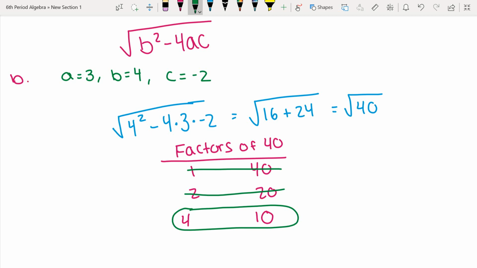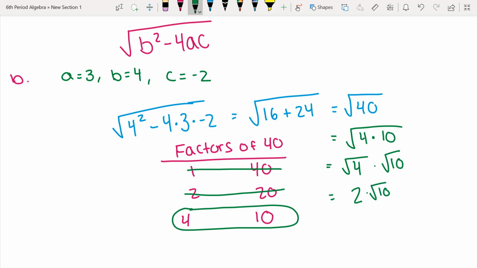So this means I'm going to rewrite the square root of 40 as a product of these two numbers. I'm going to let the perfect square go first, which is 4 times 10. Applying our properties, I'd have the square root of 4 times the square root of 10. Square root of 4, according to our cheat sheet, is 2, so it's 2 times the square root of 10.